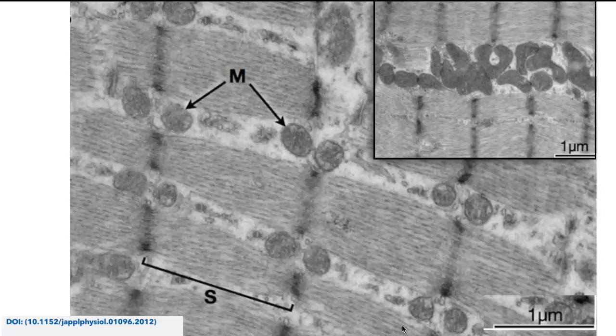I'm going to close this video by showing you some electron micrographs. Remember that earlier in the video I said that cells had the ability to place mitochondria at different locations in the cell so that they could meet local ATP demands. Here's an example from a skeletal muscle cell.